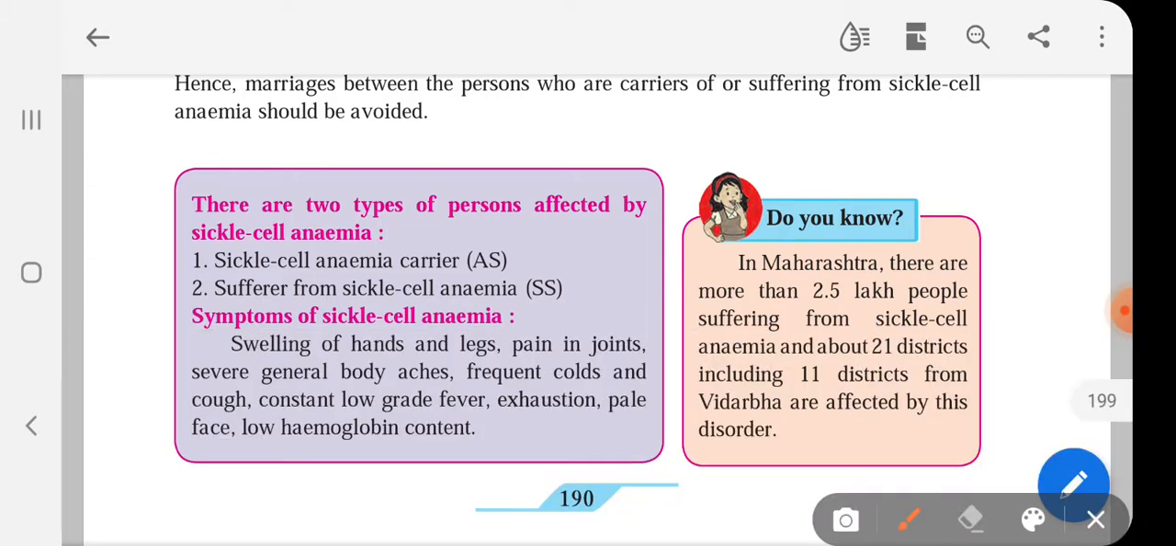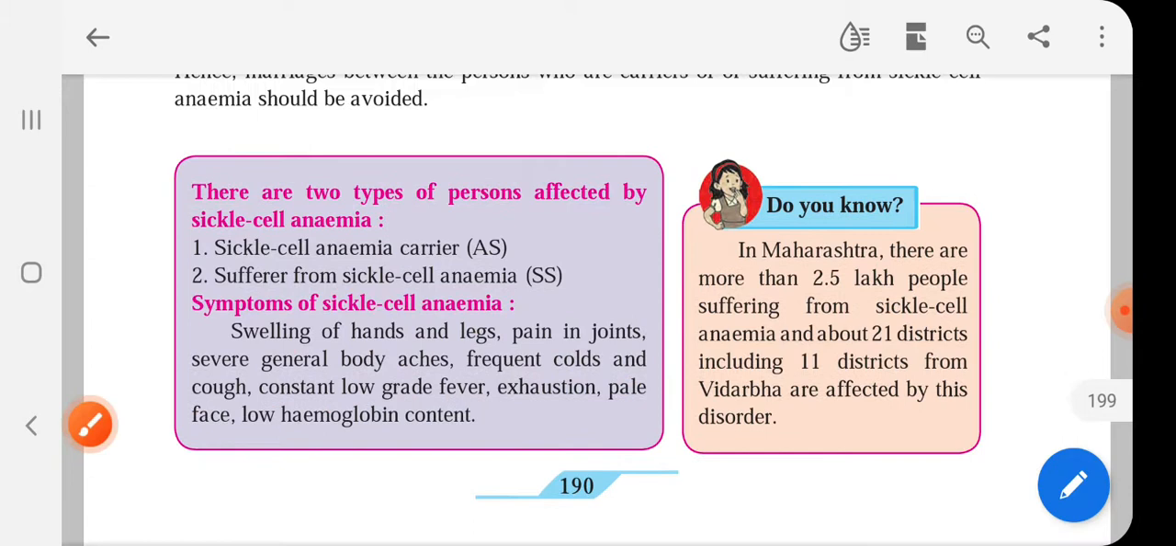Carriers are the ones who only have that gene, but they are not able to express it in physical form. Sufferers are the ones who have that abnormal gene and they suffer; they are the expressors of those characters. Okay. Now what are the symptoms? Symptoms of sickle cell anemia are swelling of hands and legs, pains in joints, general body aches, frequent colds and cough, constant low grade fever, exhaustion, pale face, and low hemoglobin content. Okay, so these are the symptoms.